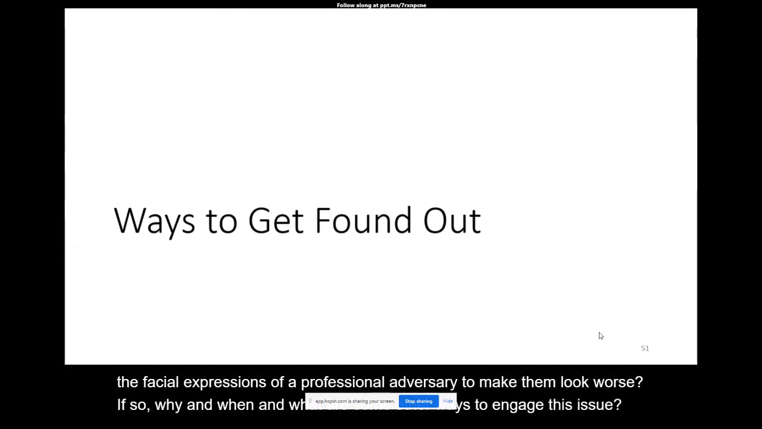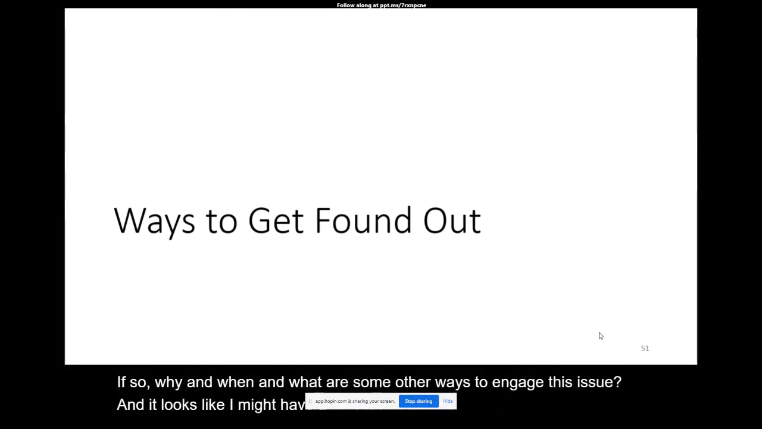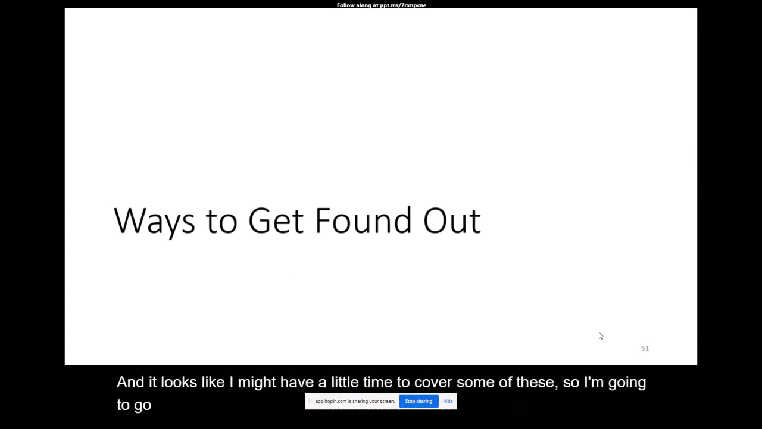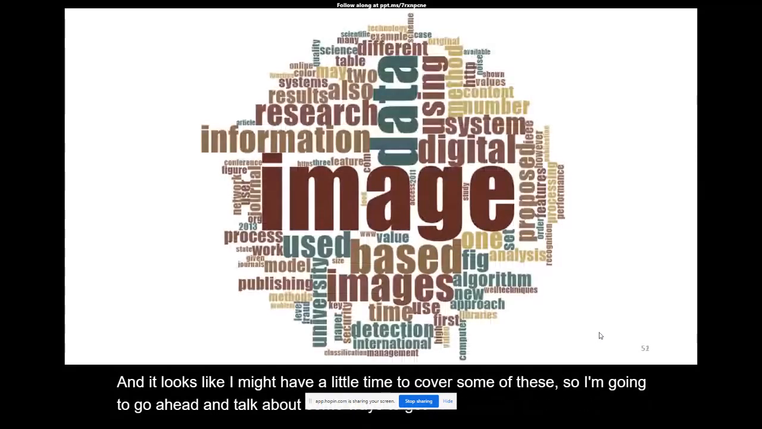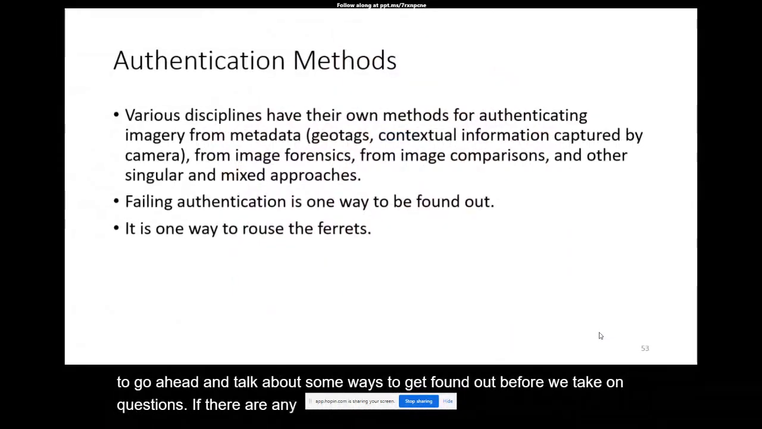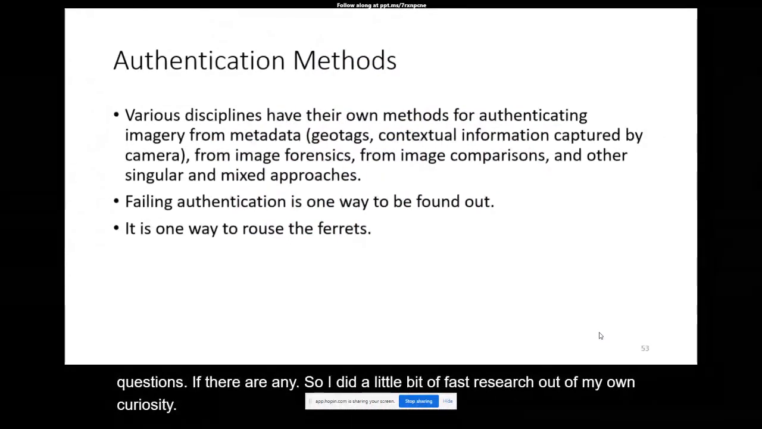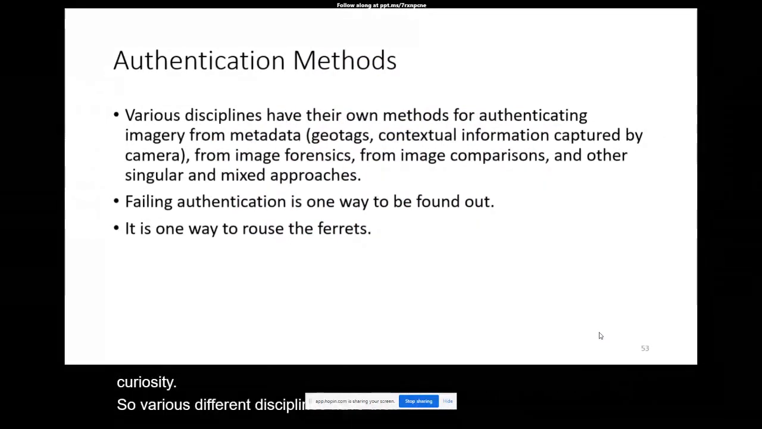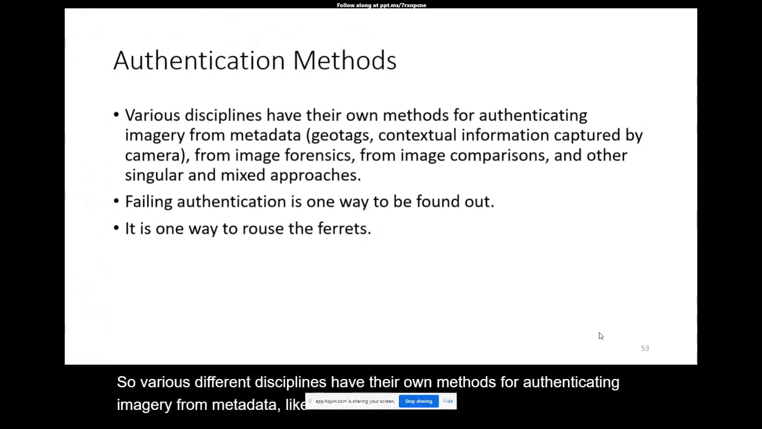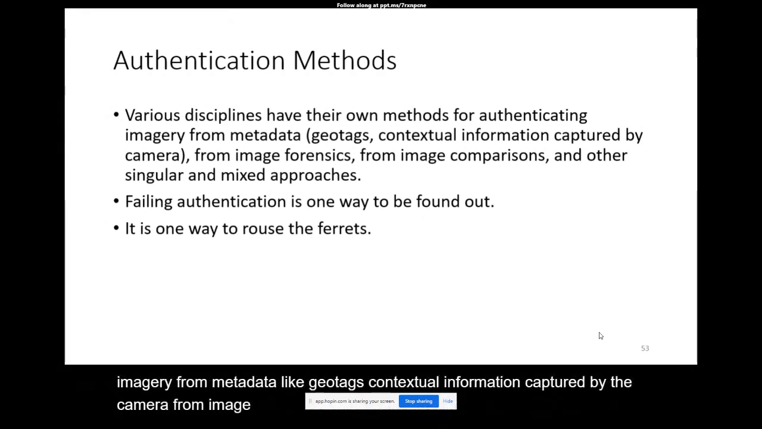It looks like I might have a little time to cover some of these. So I'm going to go ahead and talk about some ways to get found out before we take on questions, if there are any. I did a little bit of fast research out of my own curiosity. Various disciplines have their own methods for authenticating imagery from metadata, like geotags and contextual information captured by the camera, from image forensics, from image comparisons, and other singular and mixed approaches.